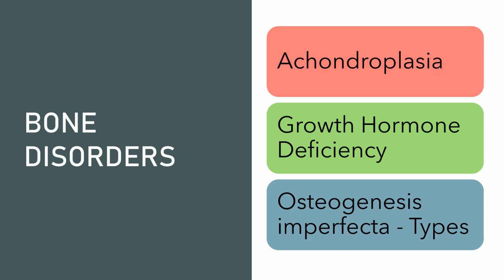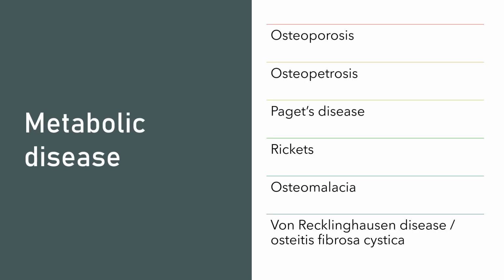And then you have osteogenesis imperfecta. What are the types of osteogenesis imperfecta and how does it present? At least if you don't remember all the 4 types of osteogenesis imperfecta, you should know how it presents clinically. Then metabolic diseases of bone: you have osteoporosis, osteopetrosis, Paget's disease. The other name for Paget's disease is osteitis deformans. Paget's disease is important because of the radiographic features. You have generalized hypercementosis associated with Paget's disease.